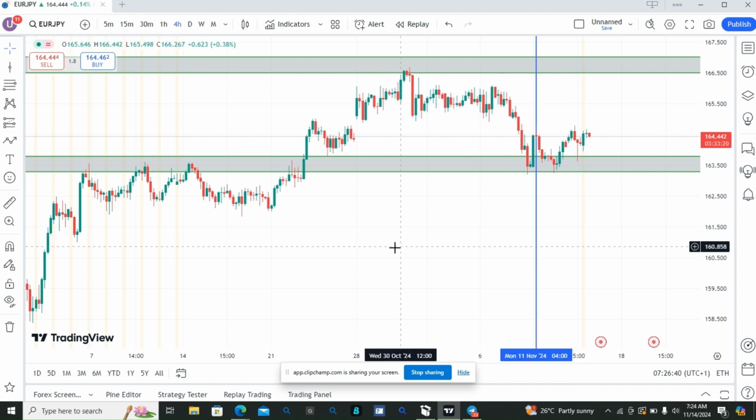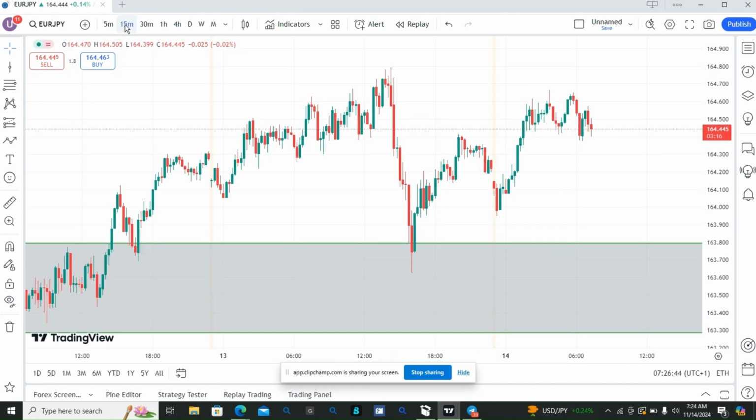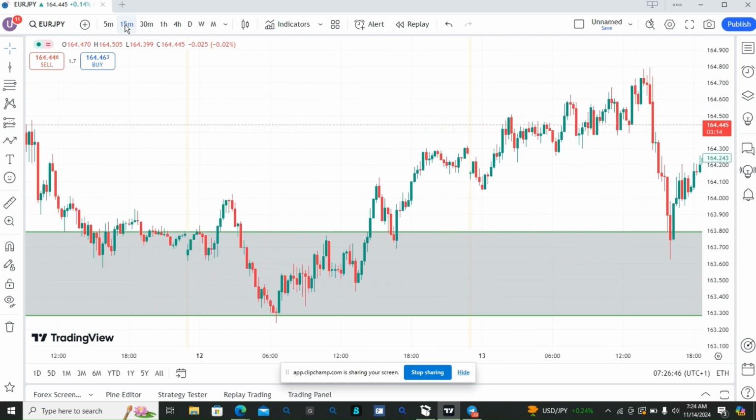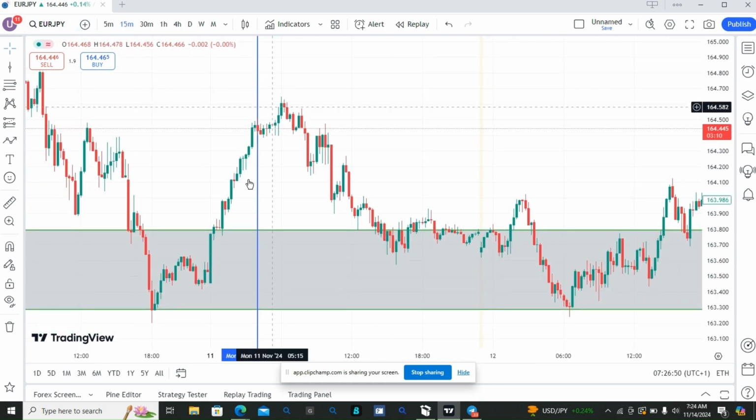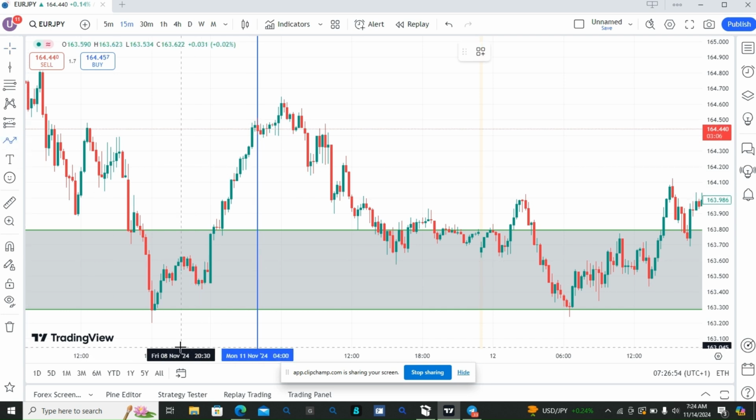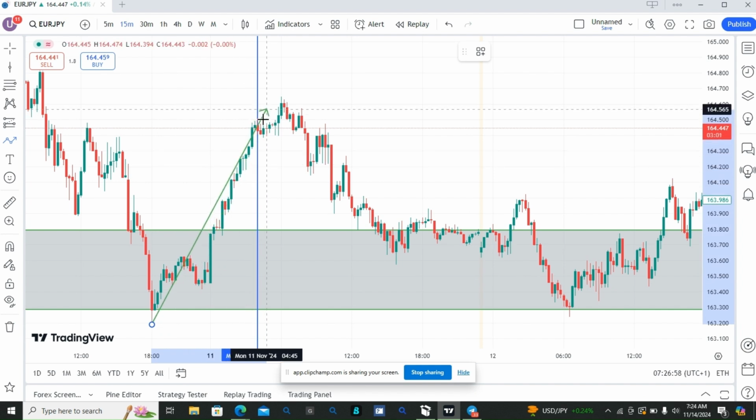So let's go down to the 15 minutes time frame. So let's look for it. This is the 15 minutes time frame. This movement you are seeing from this zone to this zone is that entire movement that happened on the 4-hour time frame. Okay, so this is that bullish engulfing candle that you saw on the 4-hour time frame.